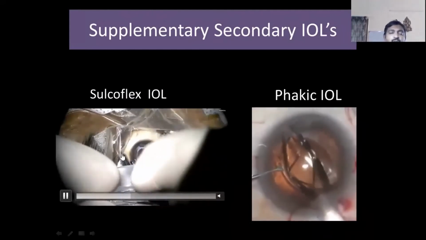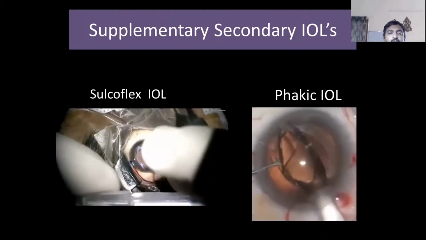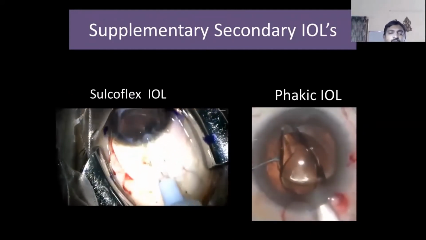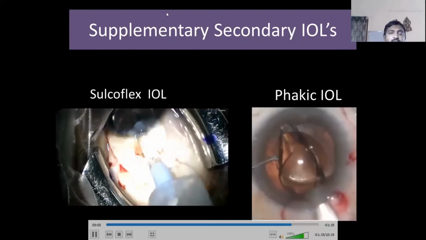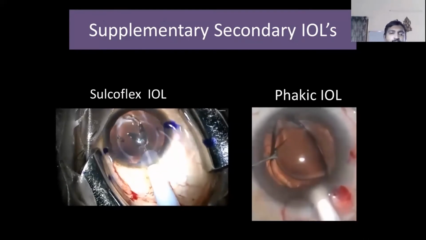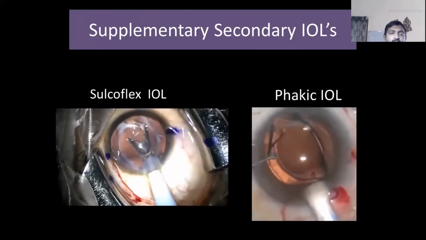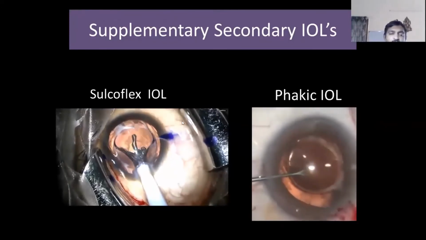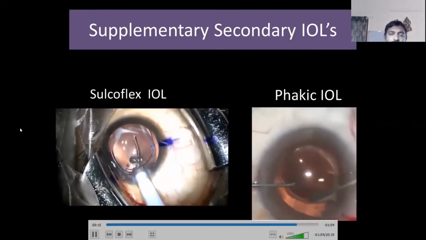But the criteria for a sulcoflex IOL or the supplementary IOL is that the primary IOL should be in the bag, and the sulcus should be very well maintained. You can just place the IOL in the sulcus and dial it into position so that the results are excellent with the sulcoflex IOL as long as the primary surgery has been done very well.